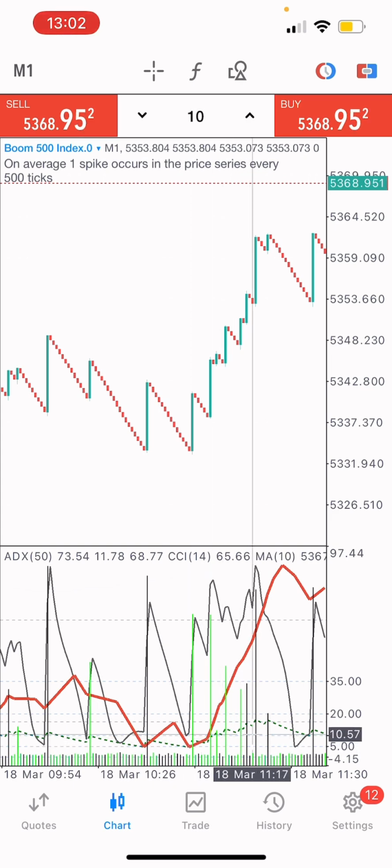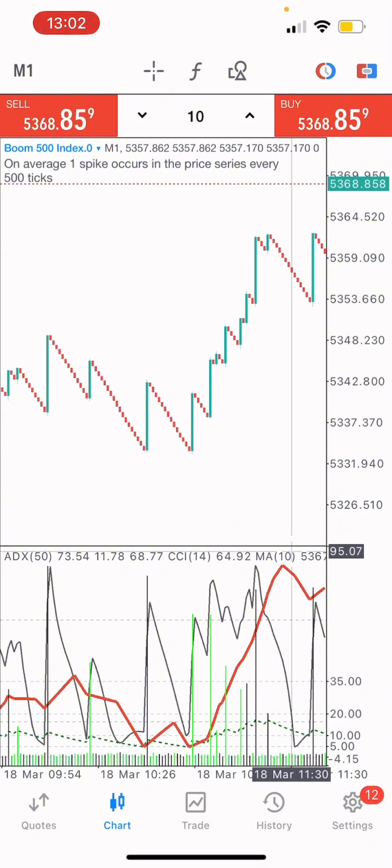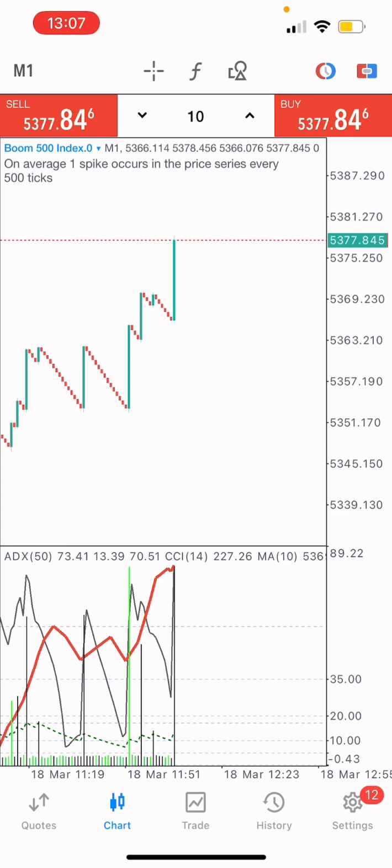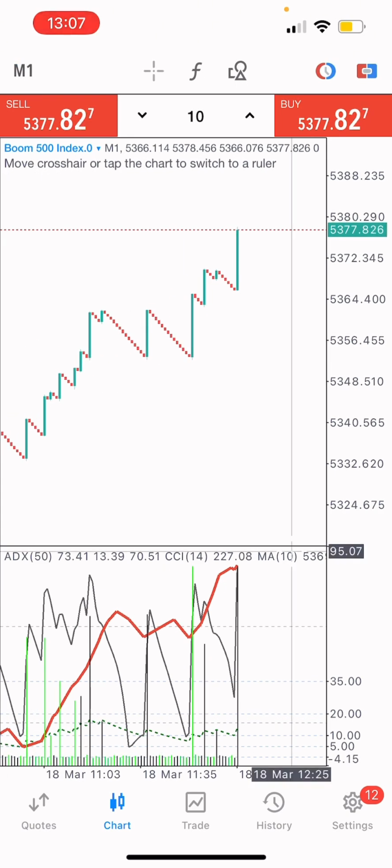Once the intersection, that is the red line, crosses above the blue line under this 10, then you take your buy. That is how this strategy works. Then you take your buy. So that's it, guys, for the boom. Like I was saying, boom 1000 index.